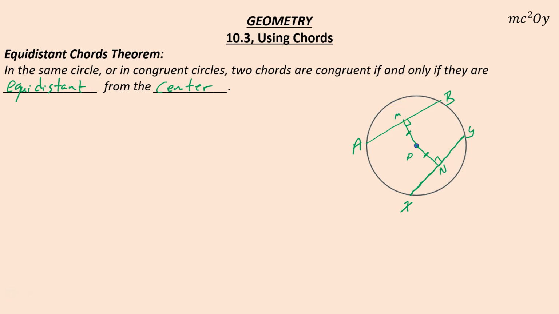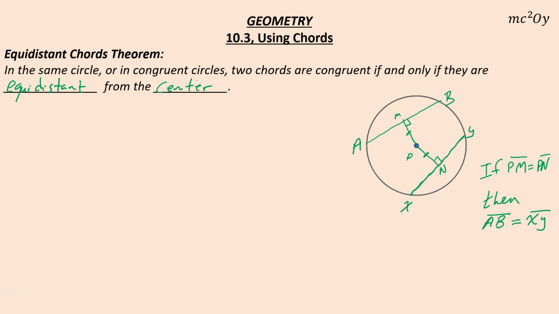N. So if PM is congruent or is equal to PN, then AB is equal to XY. So if this distance is the same as this distance, then these two chords are congruent. They're equal. Okay? That's what we've got right there.